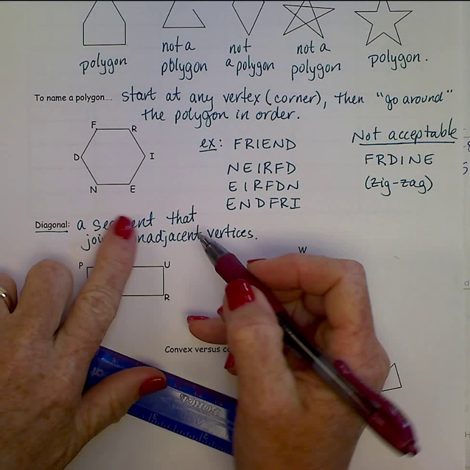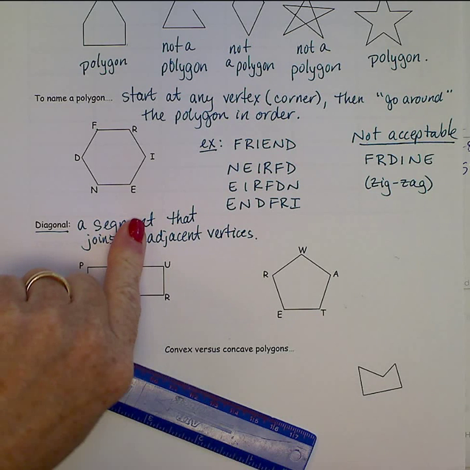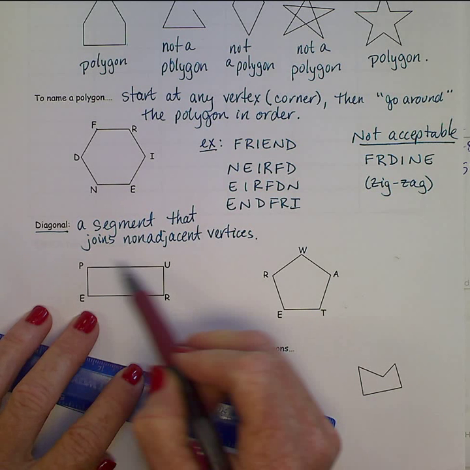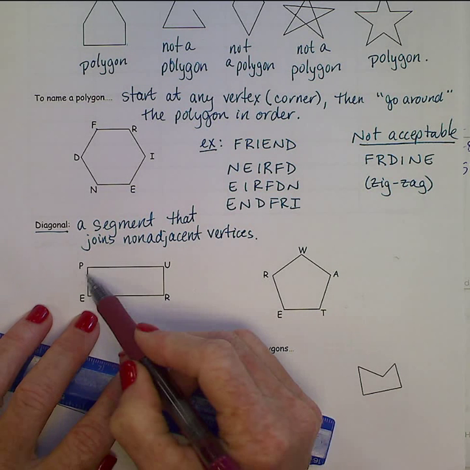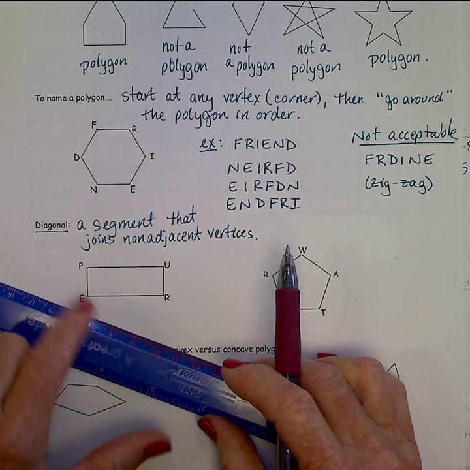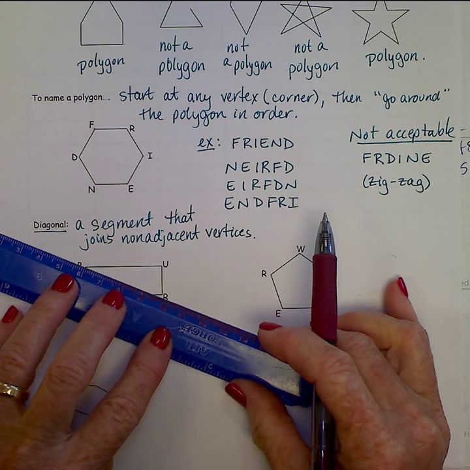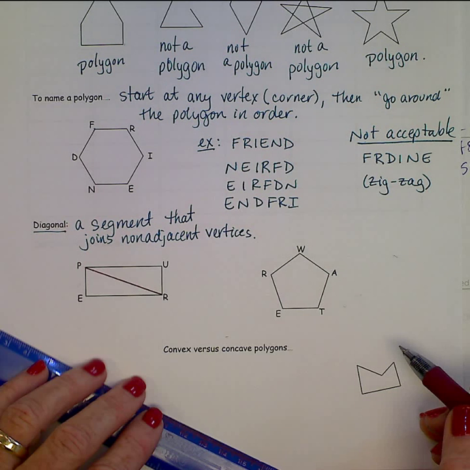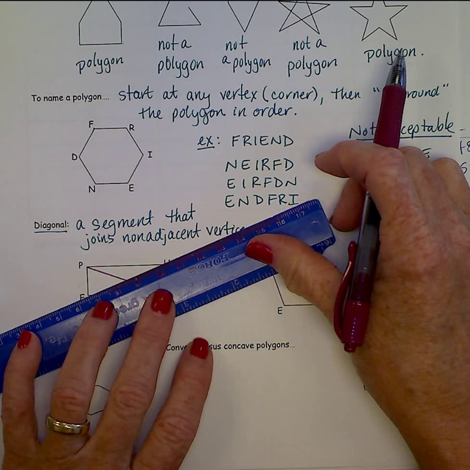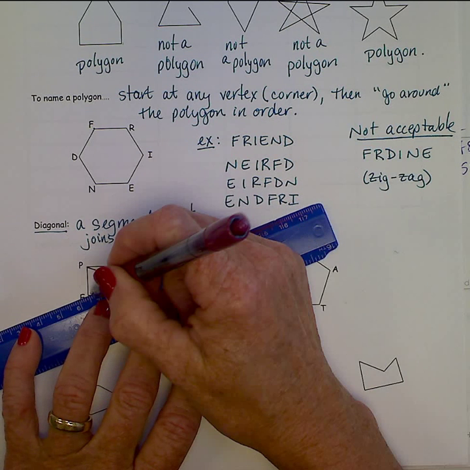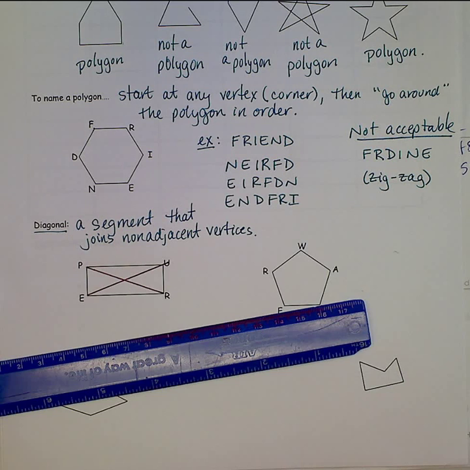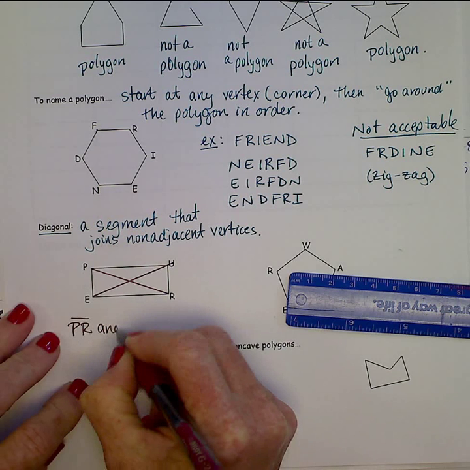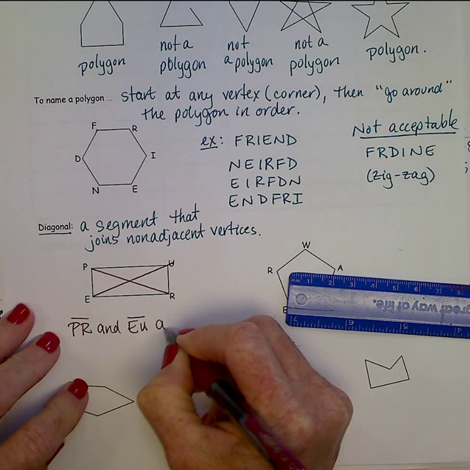Adjacent means vertices that are next to each other. So non-adjacent are vertices that are not next to each other. So P and U, those are next to each other. P and E are next to each other, but P and R are not next to each other. So those are non-adjacent. There's one diagonal here. There's another diagonal here. And in this case, segment PR and segment EU are diagonals.